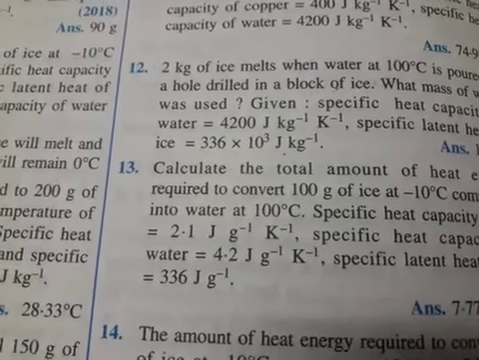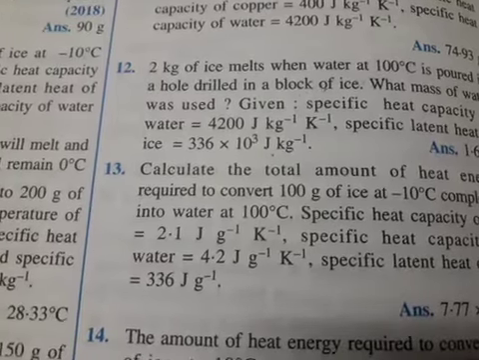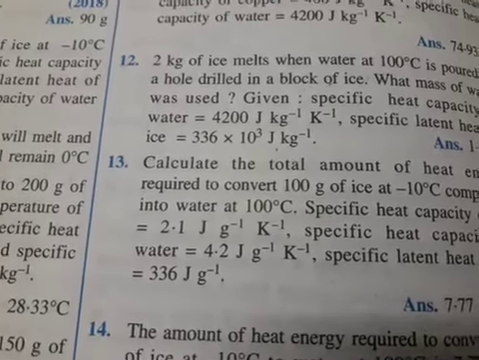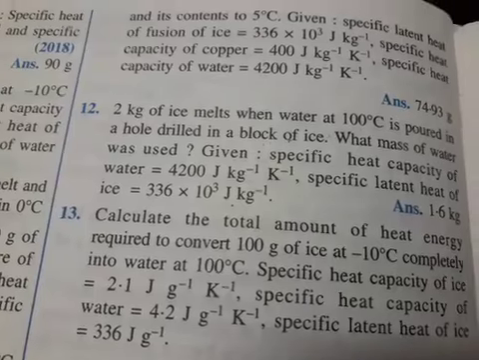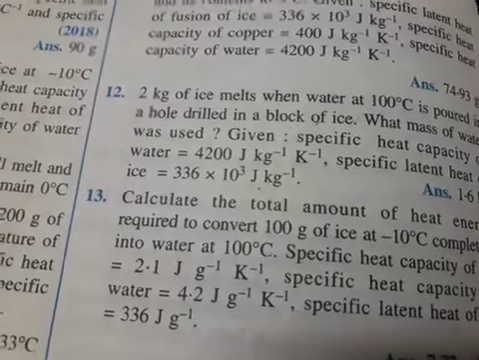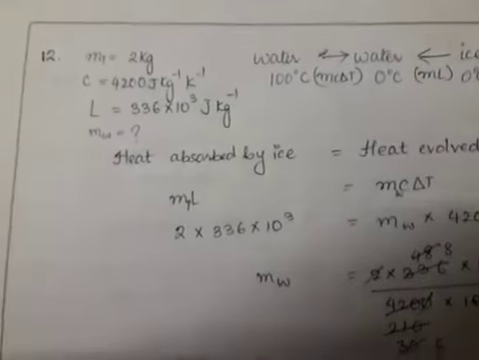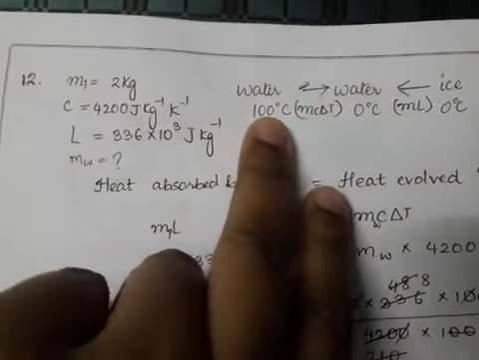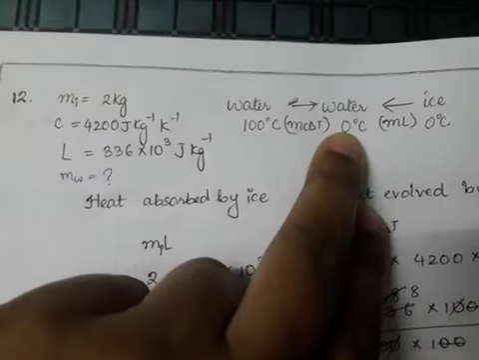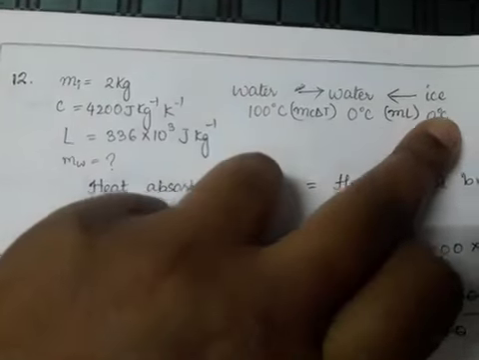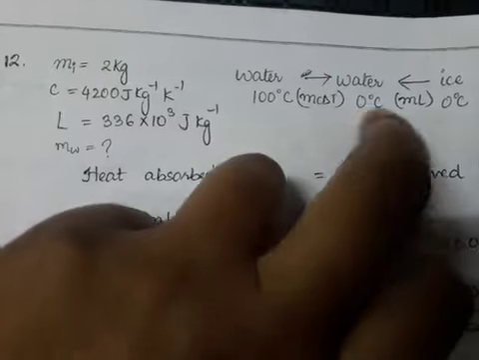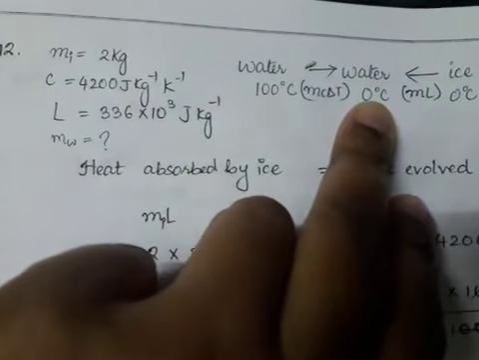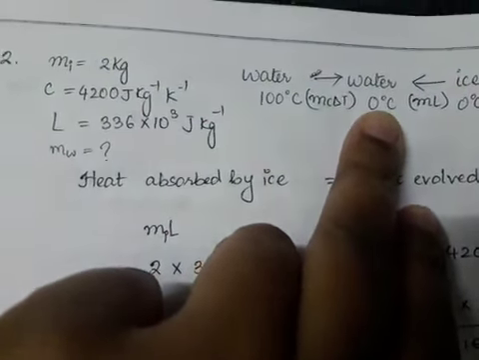Okay, so how much water you are adding? What mass of water was used to melt that? So that is the question, and specific heat capacity is given, specific latent heat is also given. So let us see how to do it. So that means water is changing from 100 degrees Celsius to water at 0 degrees Celsius, and this ice is also melting from 0 degrees Celsius, and it is becoming water at 0 degrees Celsius.